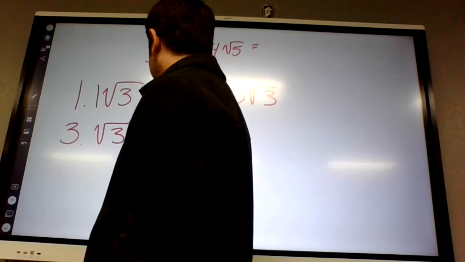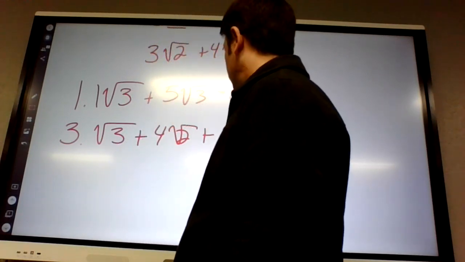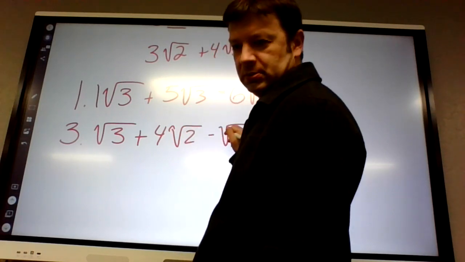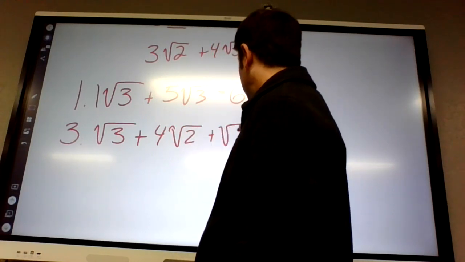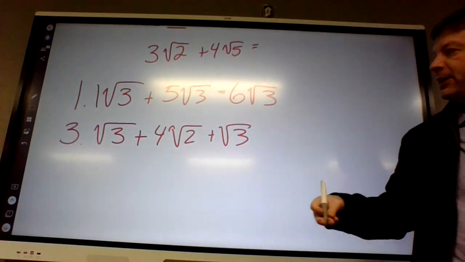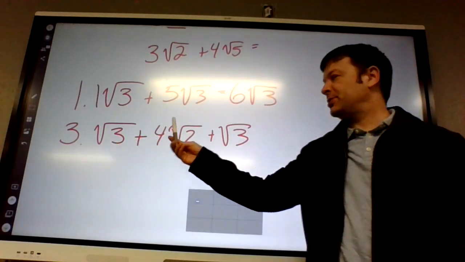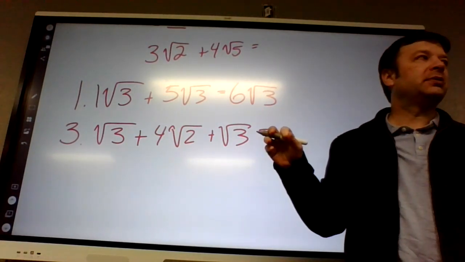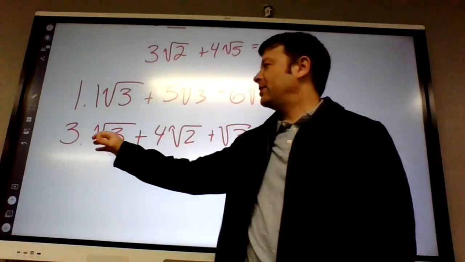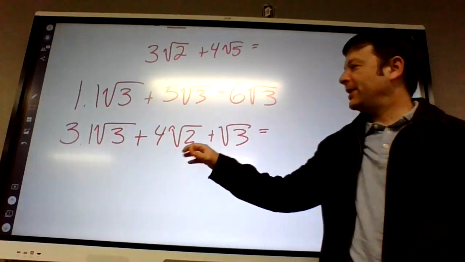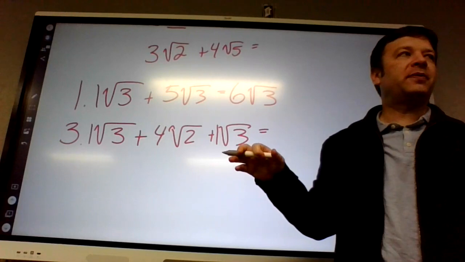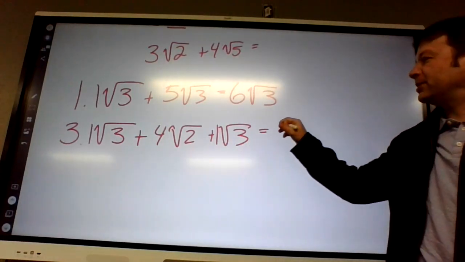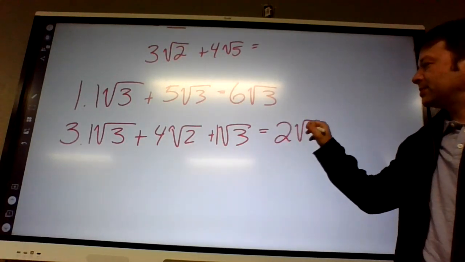Number 3. What would square root of 3 plus square root of 3 be? Here's a hint: it's like 1 square root of 3 plus 1 square root of 3 is 2 what? Yes, good.